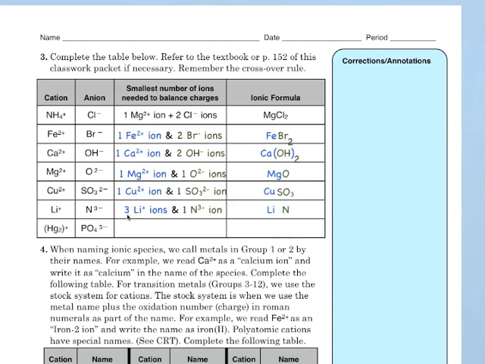Since we have to represent these 3 lithium ions, we're going to make sure that our 3 is written over there. And since there's only 1 nitride ion, we don't have to write a subscript for that. And that's actually as detailed as we need to make that.